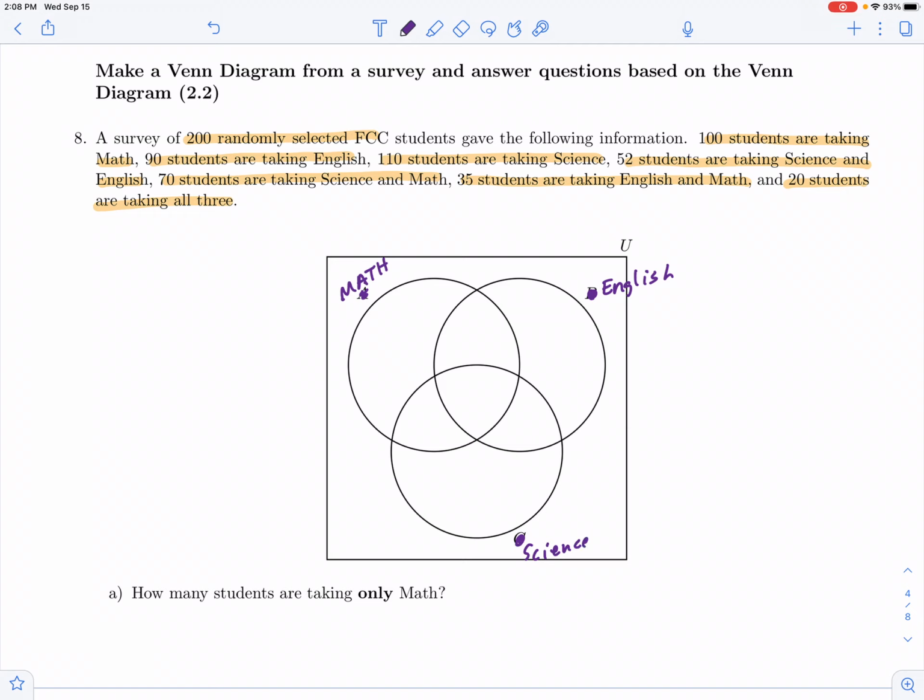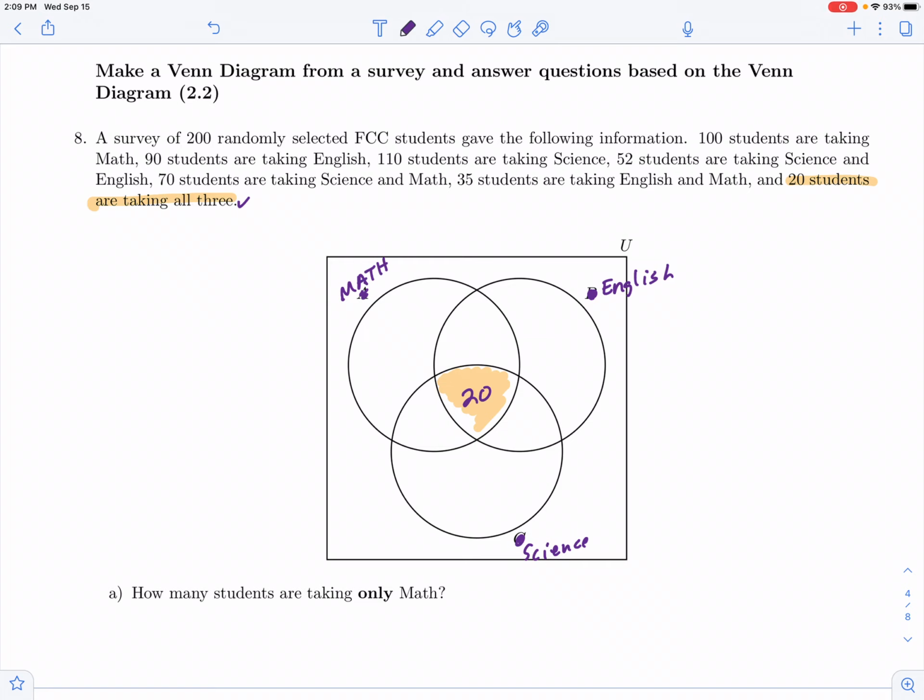Again, what we want to do first is fill in this region where all three of these things occur at the exact same time. If we look back at what was given, the only thing that talks about where all three occur at the same time is the 20 students that are taking all three. So we can put our 20 in the center, and that takes care of this part.